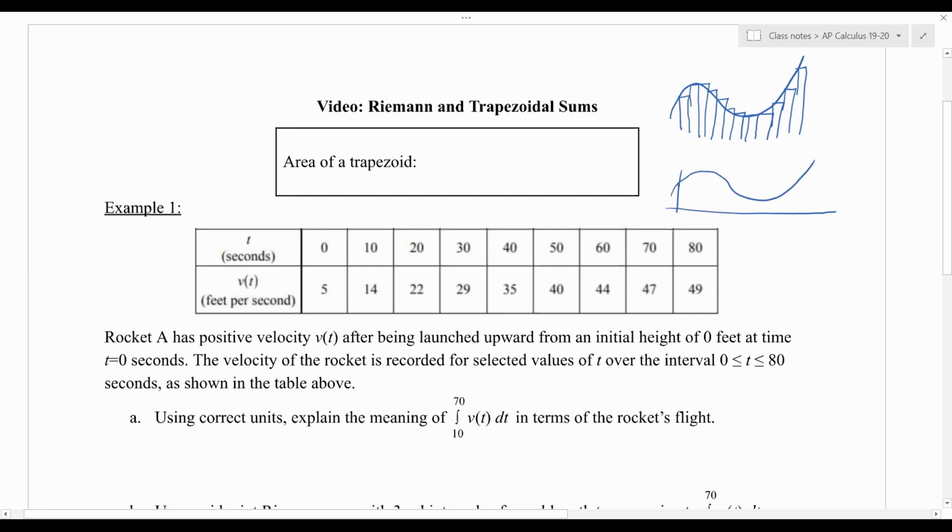A trapezoid has a base 1 and a base 2 and a straight line that connects them. So this is base 1 and base 2. And to find the area of this shape, the formula is A equals 1/2 base 1 plus base 2 times the height. This is similar to the formula base times height for a rectangle, but we're averaging the two bases since the height is not the same.